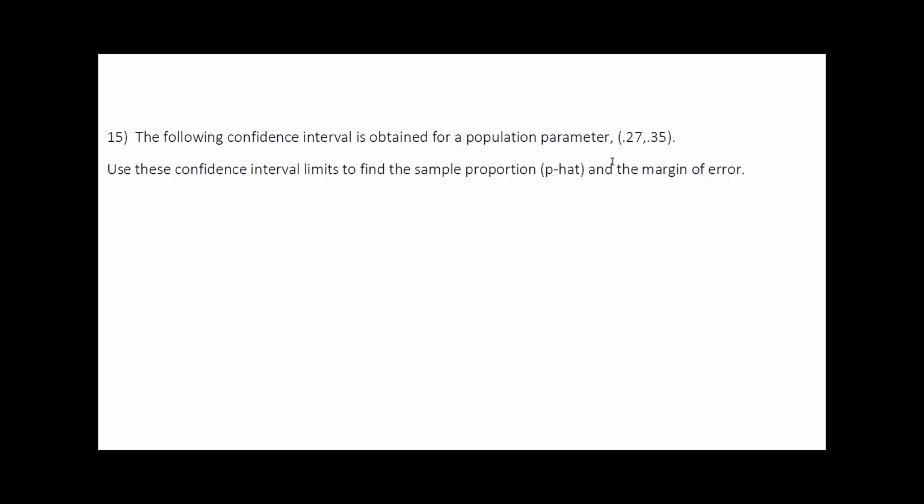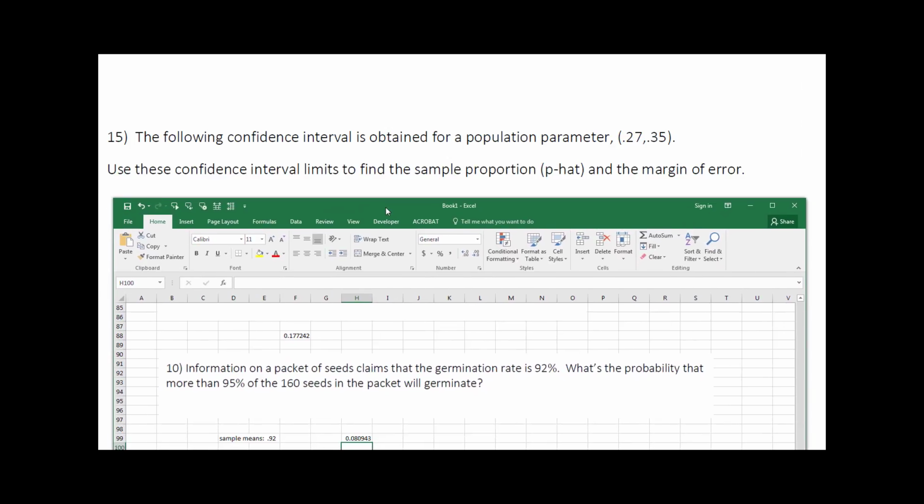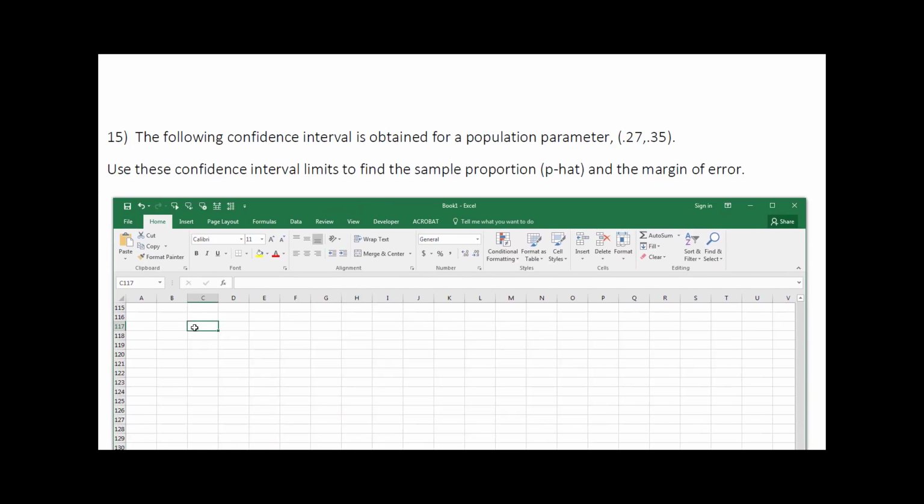All right, number 15, I'm going to give you a confidence level, and then I'm going to ask for a p-hat and a margin of error. So let me pull up a little spreadsheet here. And this is really just understanding what these numbers represent. So we've already done the calculations ahead of time, and we got the end result is 0.27 and 0.35.